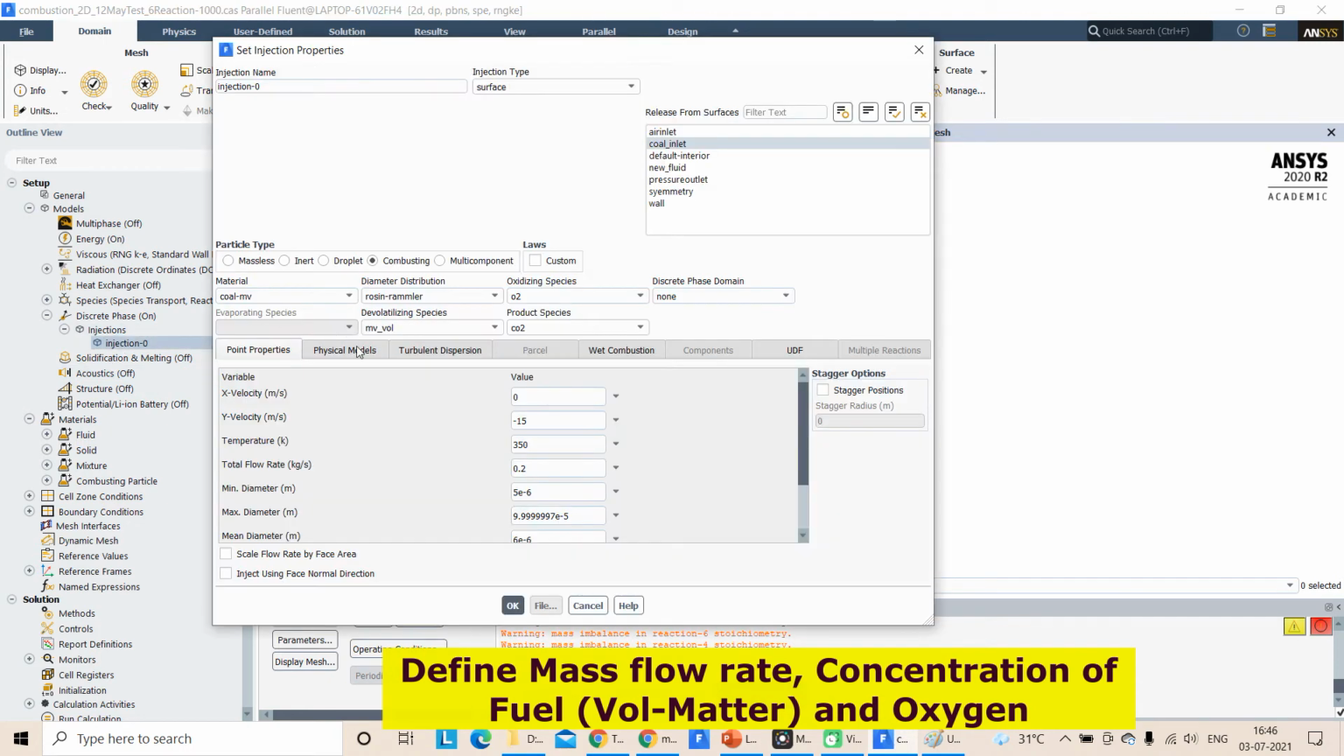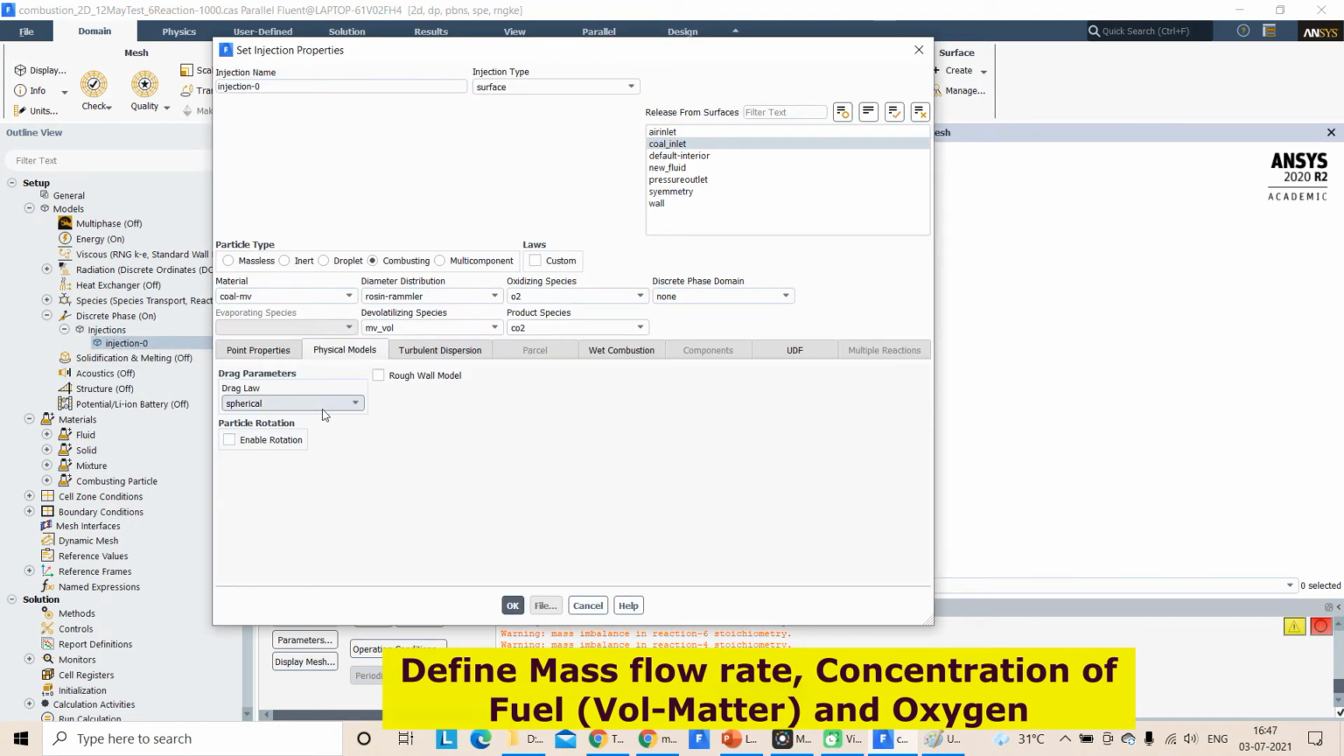Then other important thing is the physical model. Here we can use the spherical drag. We can use the turbulent dispersion model, it's called the discrete random walk model. This is the turbulence model developed for the particle interaction, particle and fluid flow. That we'll learn in the next lecture. You can use this time scale constant. We can keep default. We can also consider wet combustion.